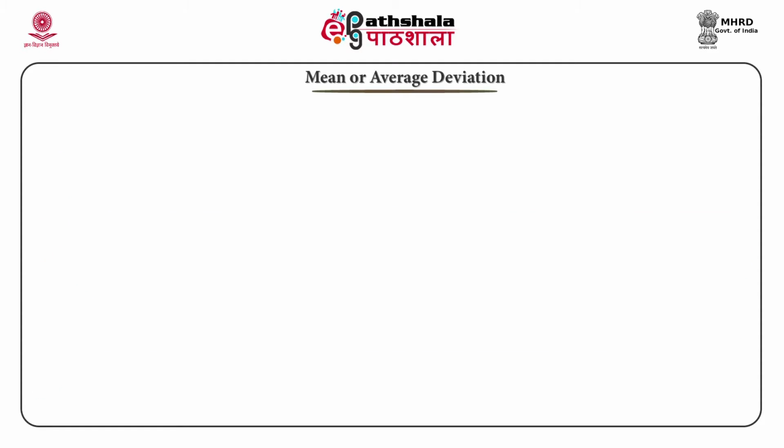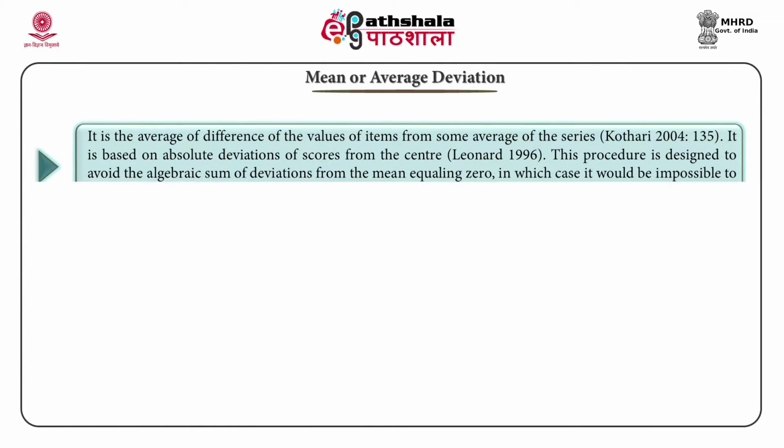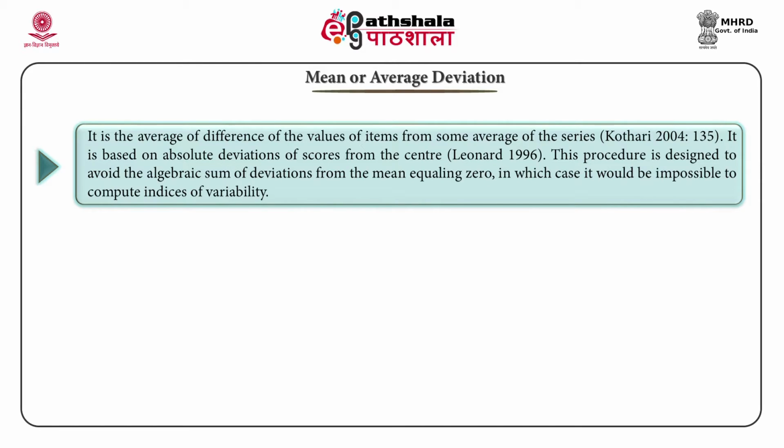Now come to mean or average deviation. It is the average of the differences of the values of items from some average of the series. It is based on absolute deviations of scores from the center. This procedure is designed to avoid the algebraic sum of deviations from the mean equaling 0, in which case it would be impossible to compute indices of variability.